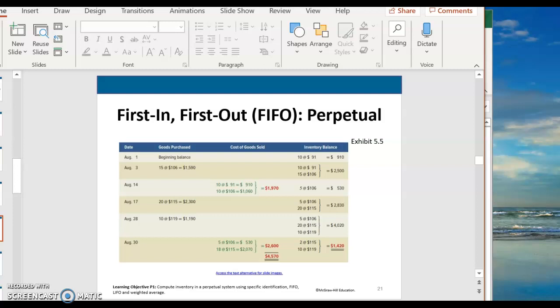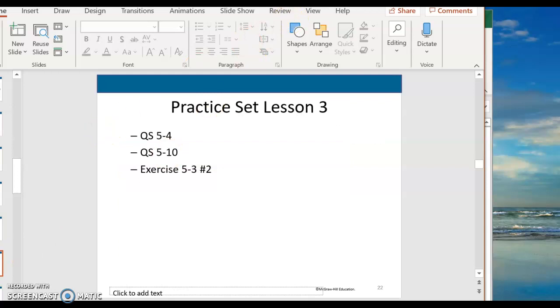Sometimes it's easier just to start working on these. So the first in, first out, we're going to take a look at QS 510, and then you're going to go back to that exercise 5.3 and do number 2. You're going to then value the inventory using the FIFO method. Let's pause now, complete those activities, and come back and watch them.